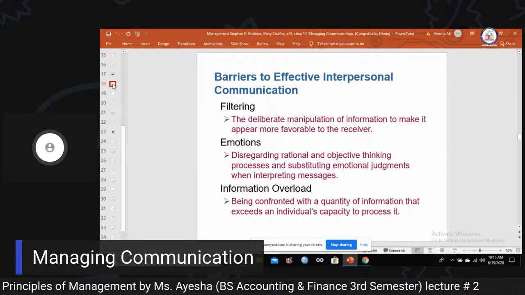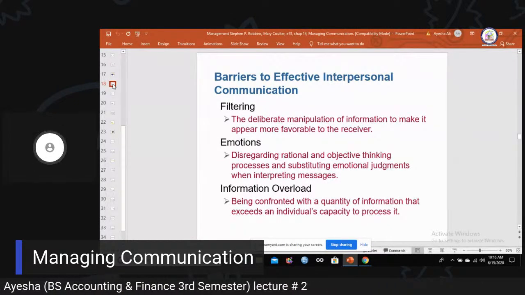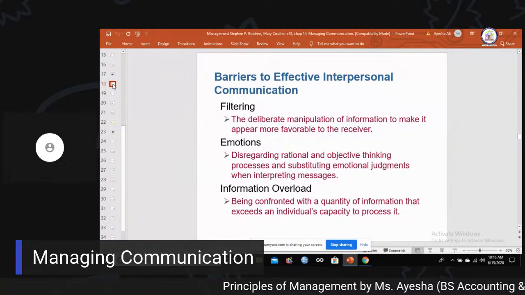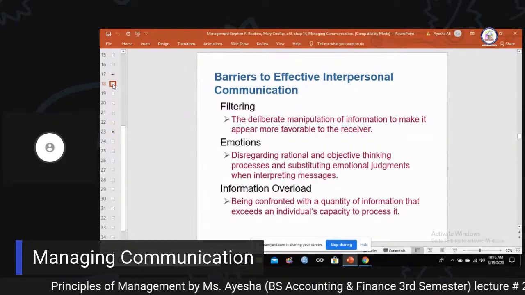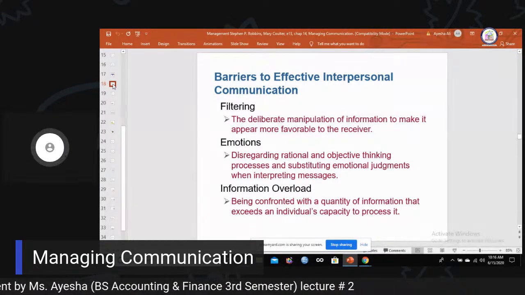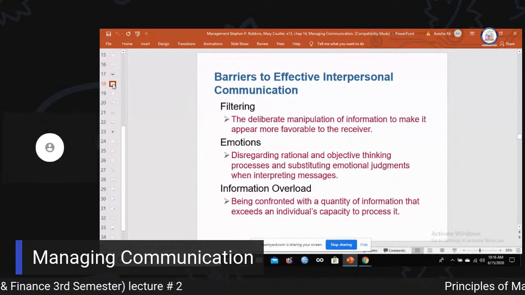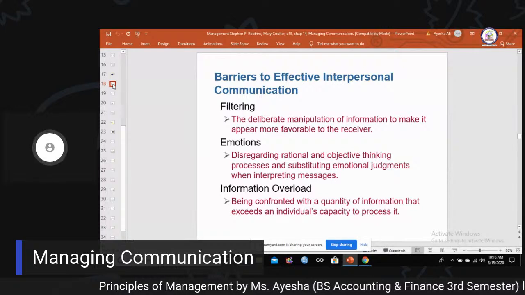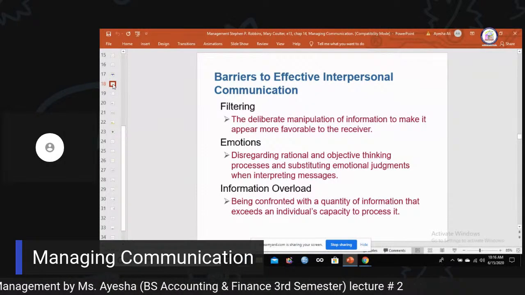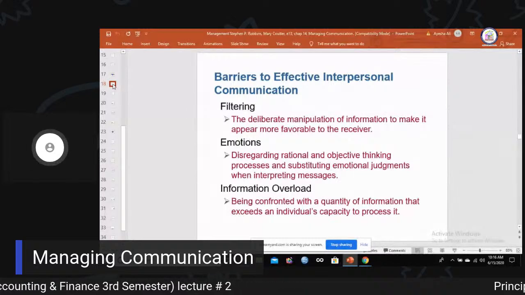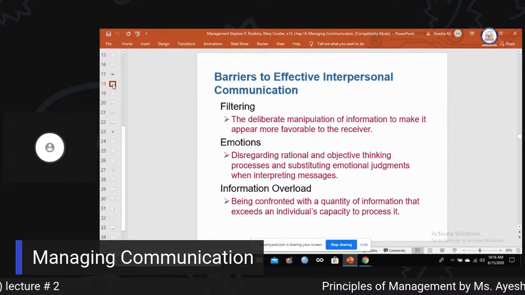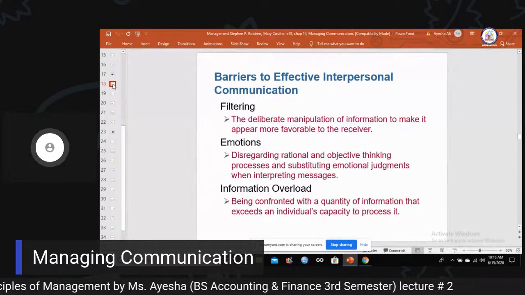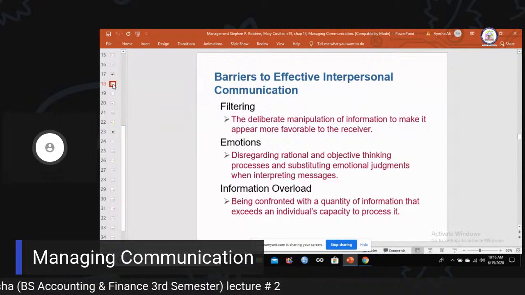If the organization has more vertical levels, there is a greater chance of filtering. Then we have emotions. Emotion is basically a state of anger, frustration, upset, excitement, happiness. If we are under the influence of any emotion, we make our decisions according to it. So we are unable to differentiate between rational and irrational thinking, and it also creates a barrier in communication.